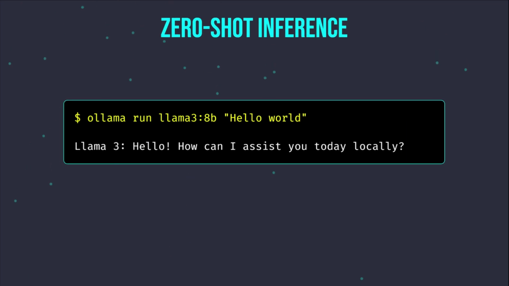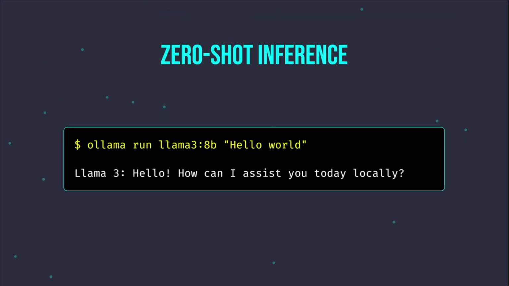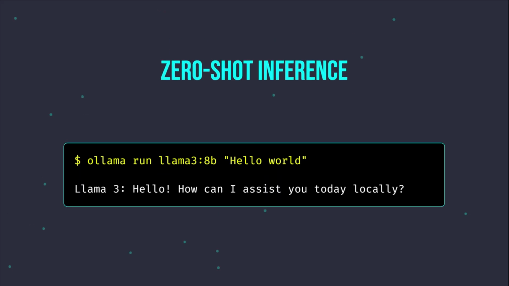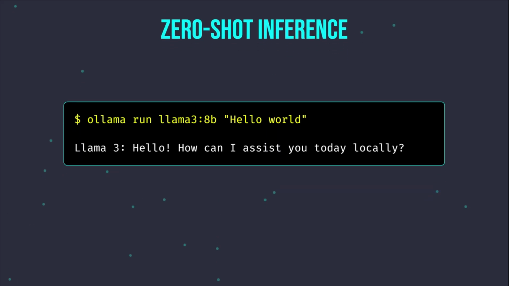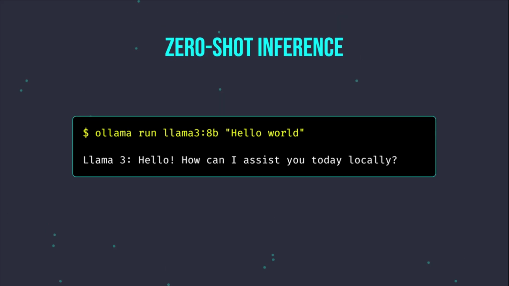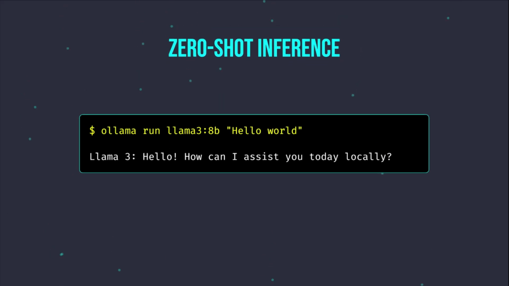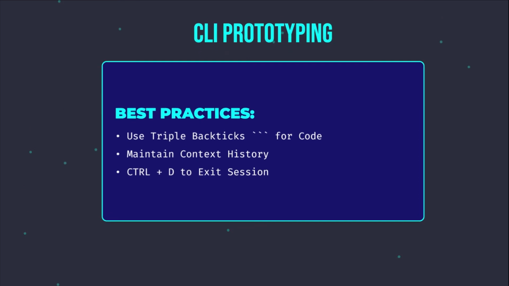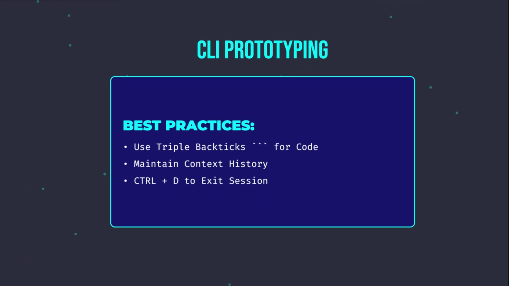Once complete, execute ollama run llama3:8b "hello world" to perform a zero-shot test inference. This verifies the model is correctly mapped into memory and the kernel is functioning. If the model fails to load, check the system logs for memory allocation errors, indicating insufficient available random access memory or incorrect GPU mapping. The command line interface is useful for rapid prototyping and prompt validation. To exit the interactive session, use Ctrl+D.